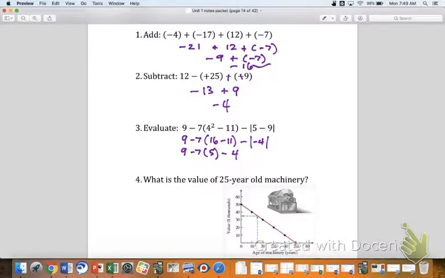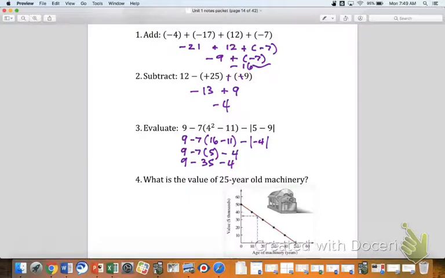Now I'm down to multiplication or division. Is there any multiplication or division going on here? Where is it? 7 times 5, right? There's no symbol there. The 7 is just kind of backed up to the parentheses. That means 7 times 5. So 7 times 5, of course, is 35. And now we are just down to addition and or subtraction.